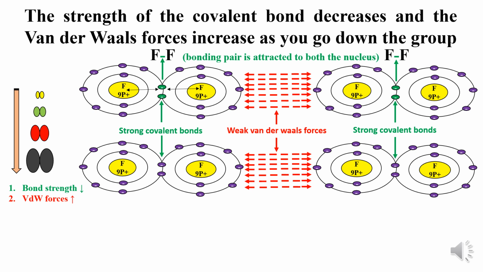Now remember the shared pair or the bonding pair of electrons between the halogen atoms is attracted equally to both the nuclei, and that is what is holding the halogen molecule together in a stable and neutral form. Now there are 2 aspects here. One aspect is the strength of the covalent bond. The second aspect is the strength of the van der Waals force.